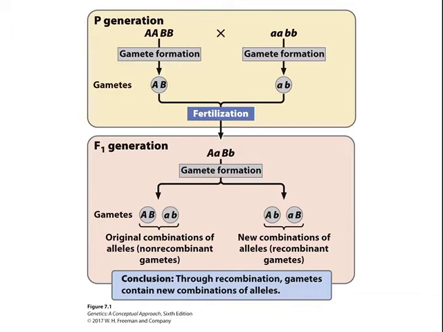Okay? Consider a cross between individuals that are homozygous for two different pairs of alleles, A and B. Okay, so we cross a double homozygous dominant with a double homozygous recessive. The first parent, the double homozygous dominant, produces gametes with dominant alleles at both loci, and the second parent, recessive at both loci. The resulting F1 are all heterozygous at both loci.